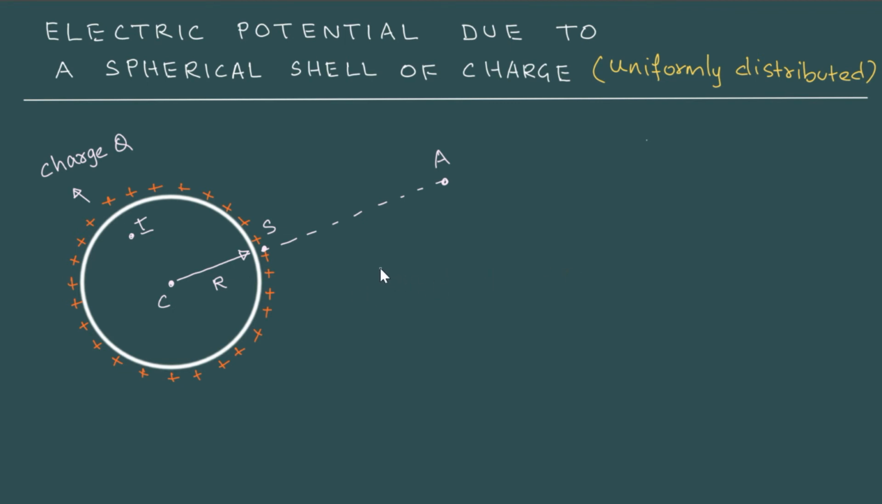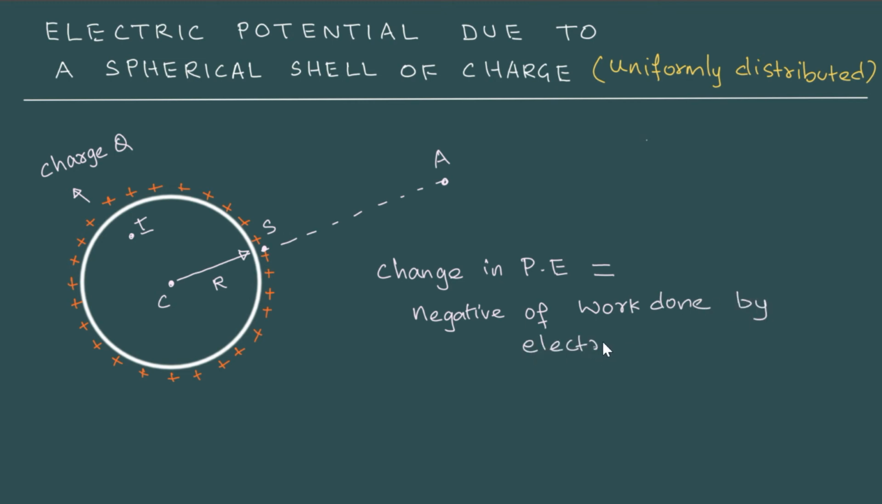I'll write it in words first. The change in potential energy is equal to negative of work done by electrostatic forces, negative of work done by electrostatic force. So this is the fundamental equation that we will be using.